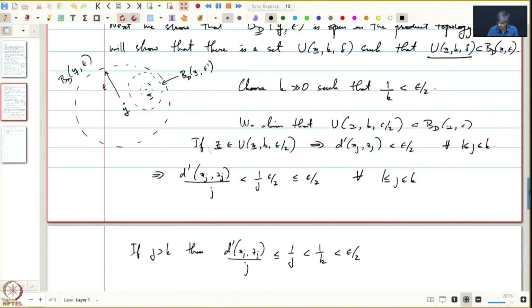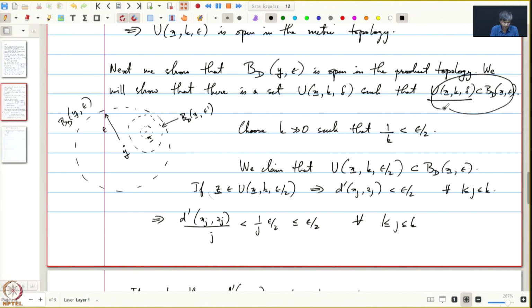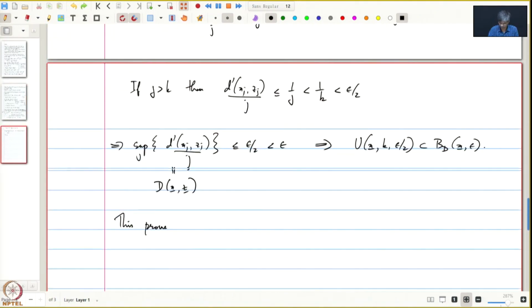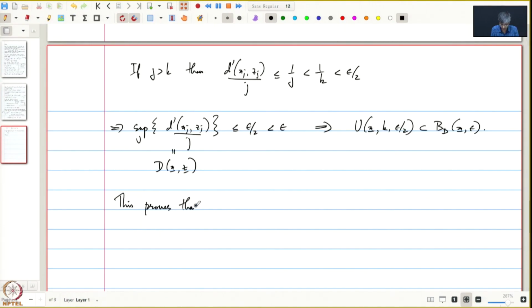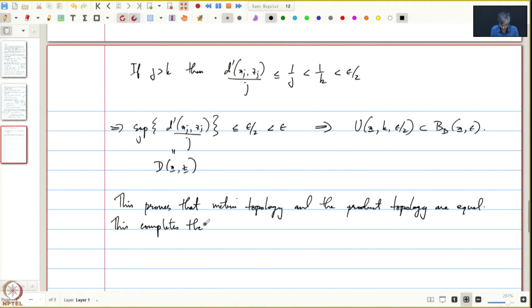So we have proved this claim. This proves that the metric topology and the product topology are equal. So this completes the proof of the theorem. We will end this lecture here.